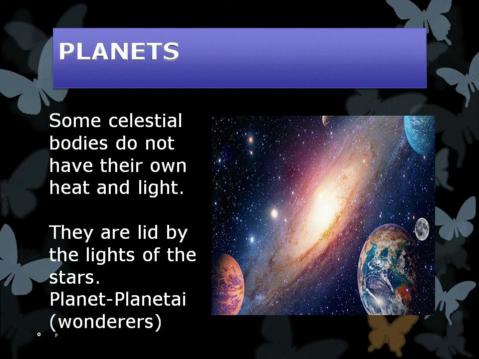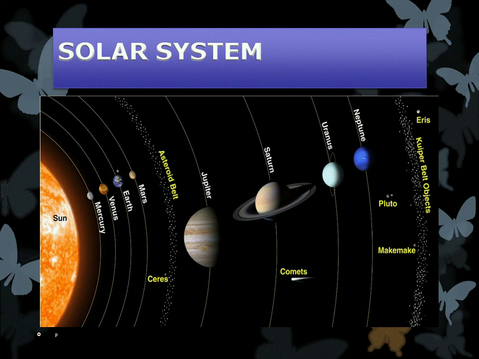Planets. Some celestial bodies do not have their own heat and light. They are lit by the light of the stars. These we call planets. The word planet is derived from planetae, that means wanderers. See the next one, solar system. In this solar system we have the sun, planets, satellites and some other celestial bodies known as asteroids and meteoroids.